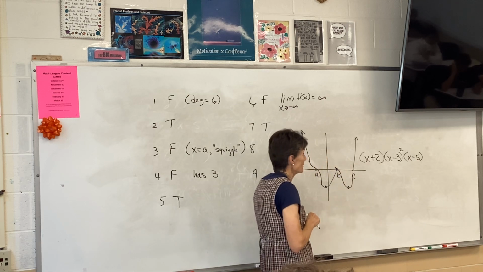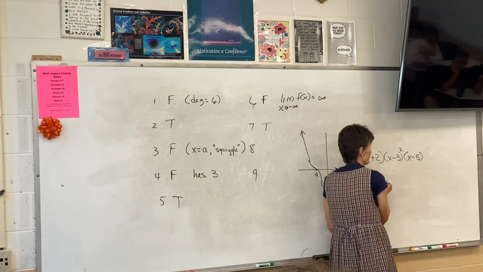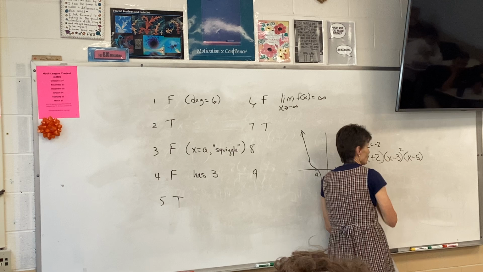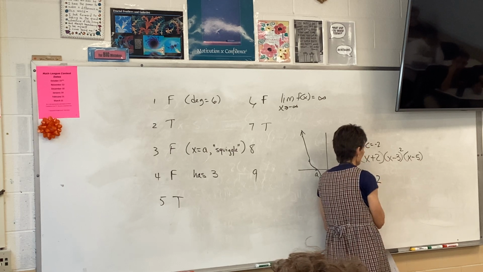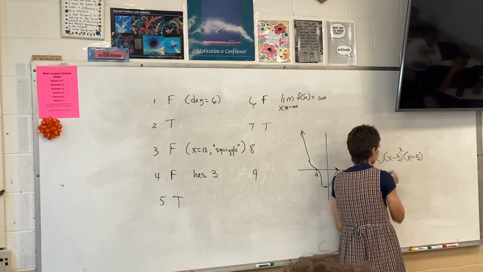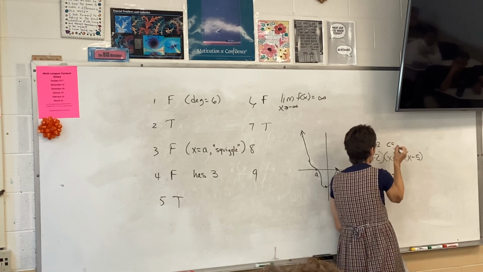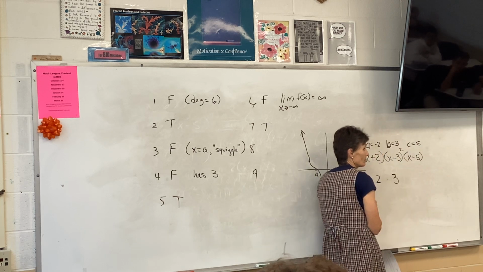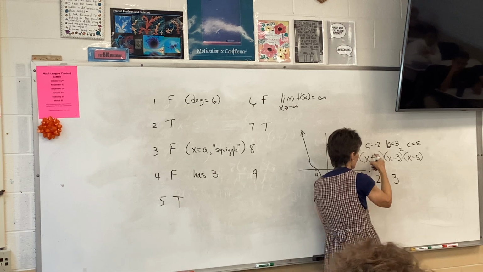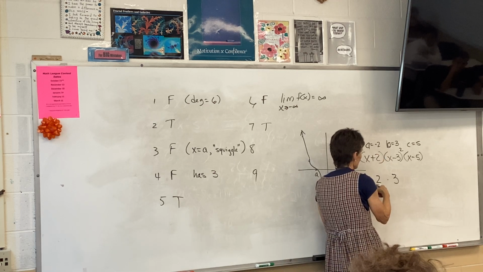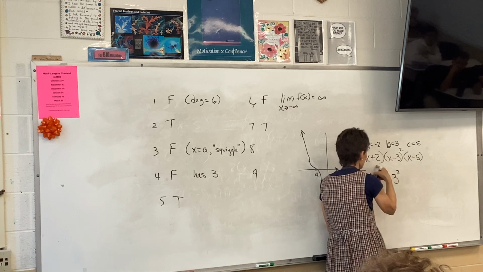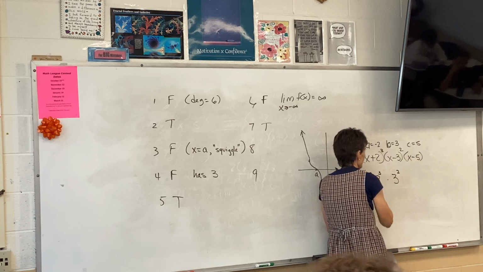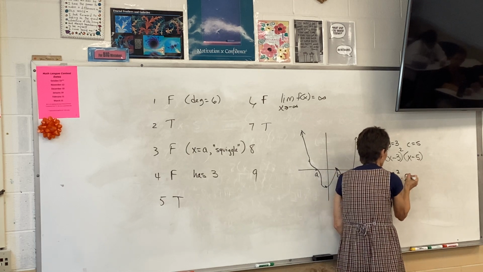All right, so where would the y-intercept of that be? I'm going to take 2. Remember, c is -2. I'm going to take 2 times 3, because that's A, I'll call that A. B is 3, and C is 5. So what would my y-intercept be? 2 times 3 squared, oh wait, is that cubed? So 2 cubed times 3 squared times negative 5.